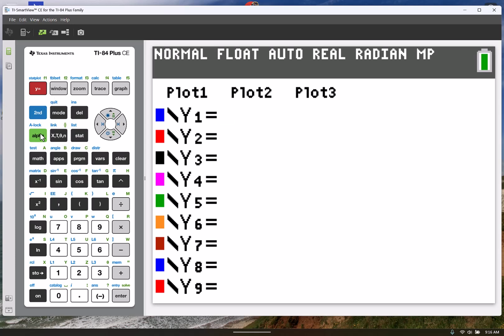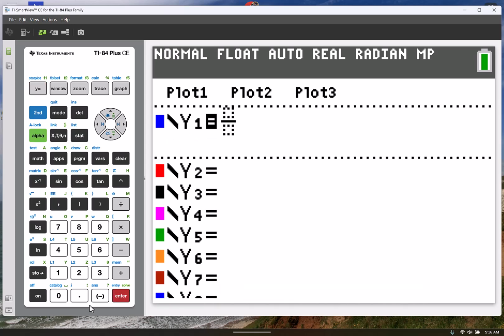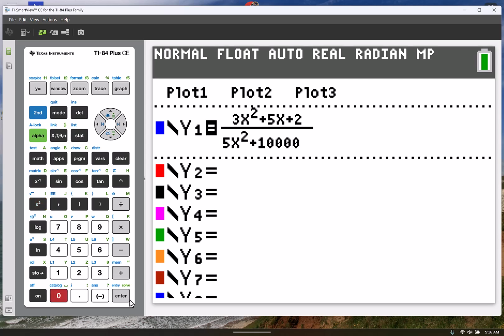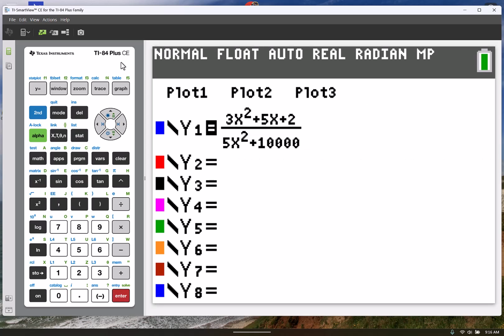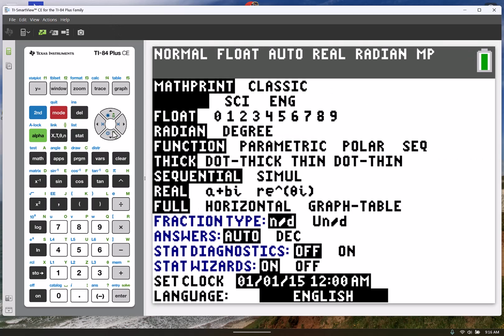Check it out. I already forgot the fraction I had. The original was 3x squared plus 5x plus what? And on the bottom I had 5x squared plus like 10,000 or something. I can't tell the difference. Okay, check it out, guys. I'm going to tell the calculator to give it to me in decimal, so where it says answers, I'm just going to put dec. Make sure you know how to use your calculator.